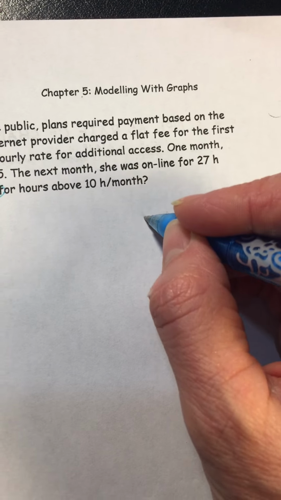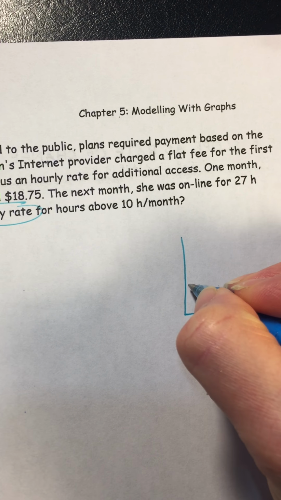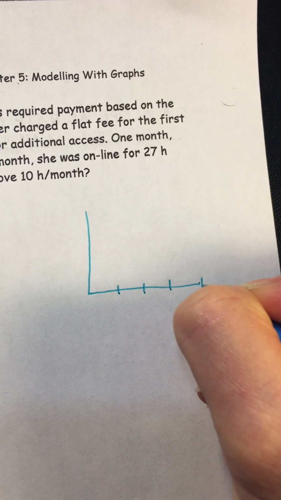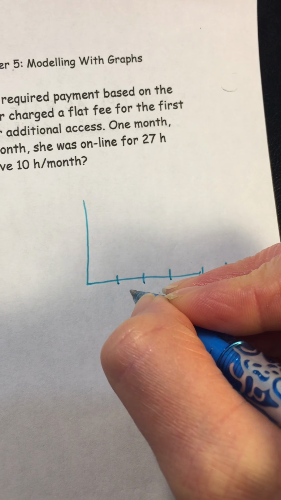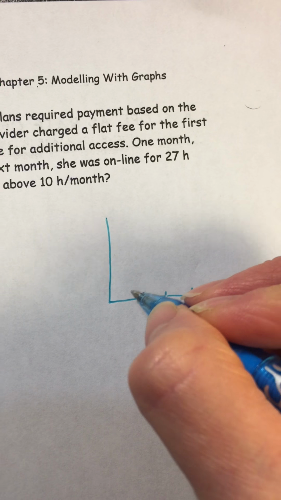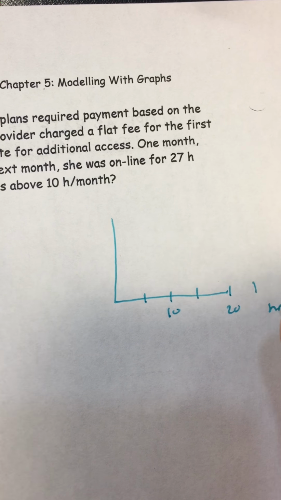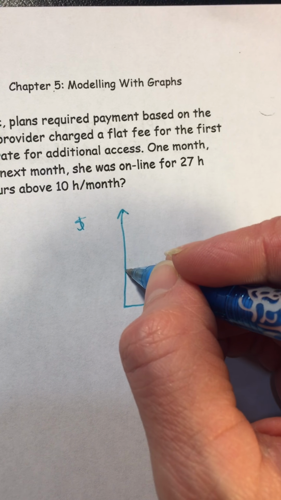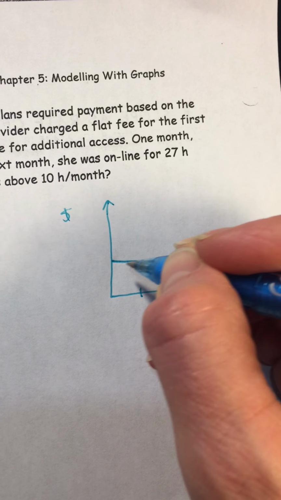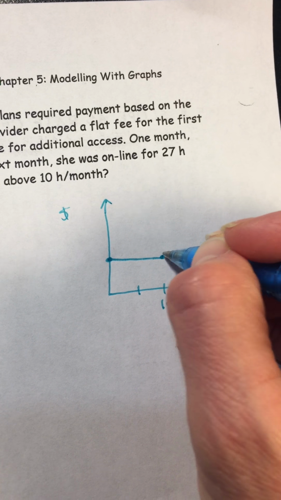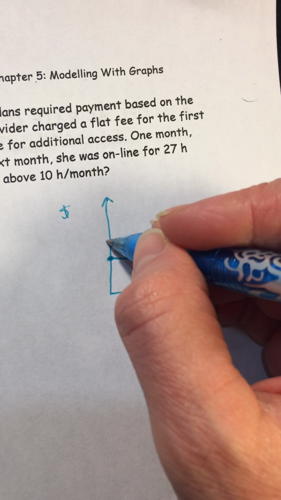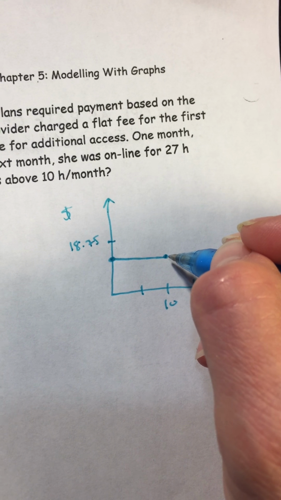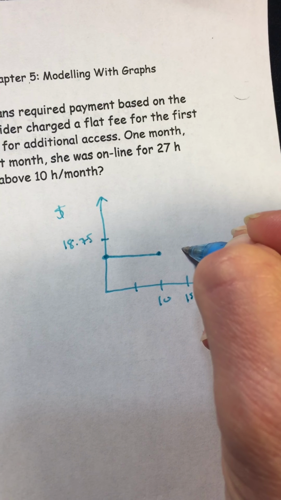So if you can just imagine over here to the side a graph of this, we know that for the first 5, 10, 15, 20, 25, okay, so if this is my hours on this axis, and then my vertical axis is going to be my dollars, we know that for the first 10 hours, it's a flat fee. There's no change. Whatever the price is what you pay for the first 10 hours. After that, however, it goes up. And we know the first price that we pay is $18.75 for 15 hours.